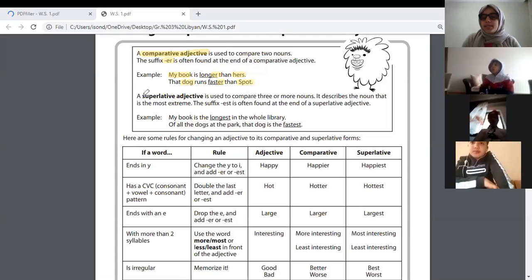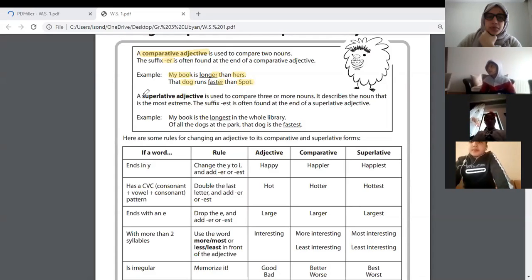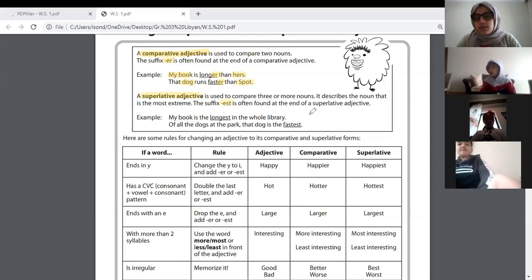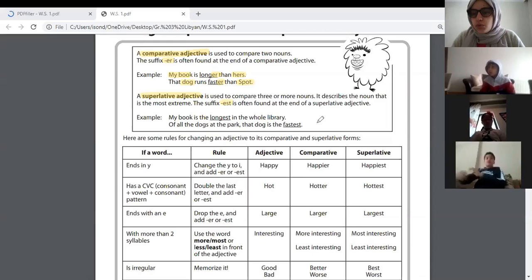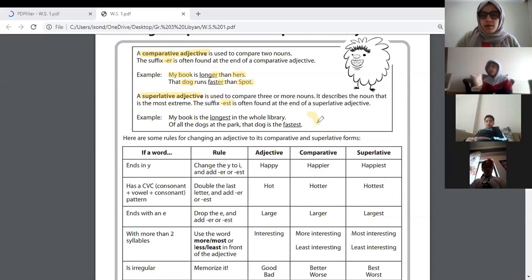Superlative adjectives are a little bit different because they have EST at the end of them, and they compare between two or three nouns. So you have not only two nouns, but more than two nouns to compare. And you're saying that you're the most, for example, you're the fastest. That means you have the most speed. So here's an example. My book is the longest in the whole library.